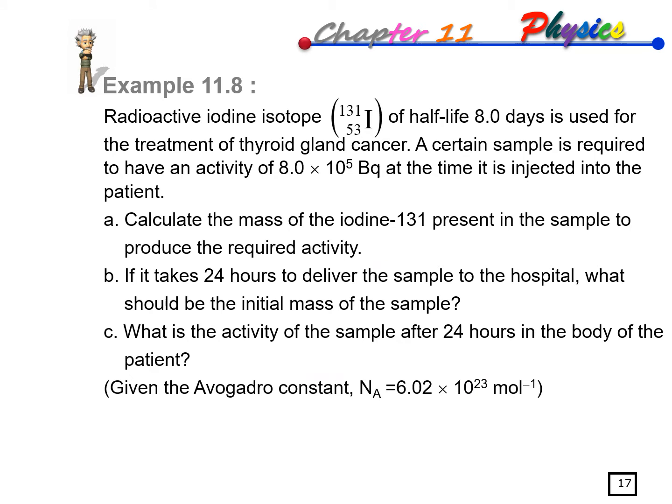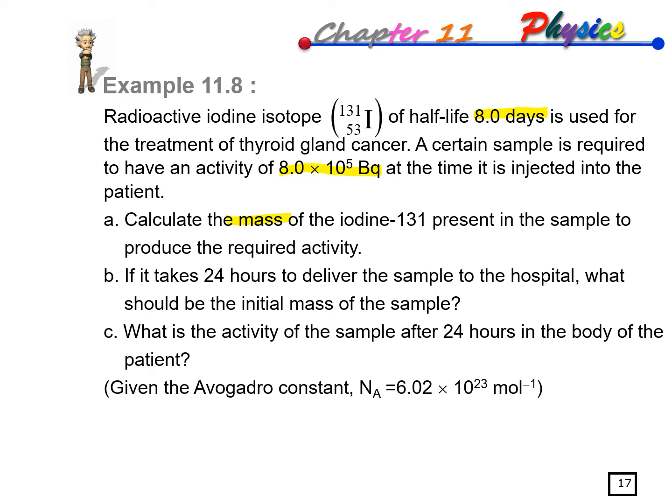Okay, example 11.8. Here we have an iodine isotope which has a half-life of 8 days and is used for the treatment of thyroid gland cancer. A certain sample is required to have an activity of 8.0 times 10 to the power of 5 becquerel at the time it is injected to the patient. So they want us to calculate the mass of the iodine-131 present in the sample to produce that required activity.